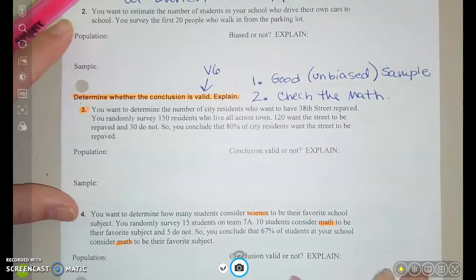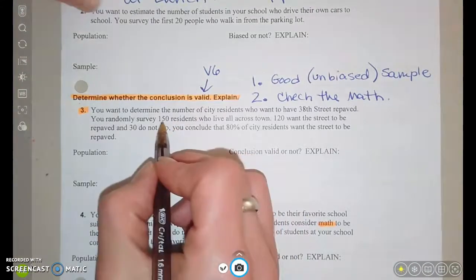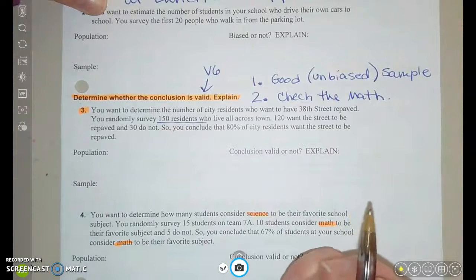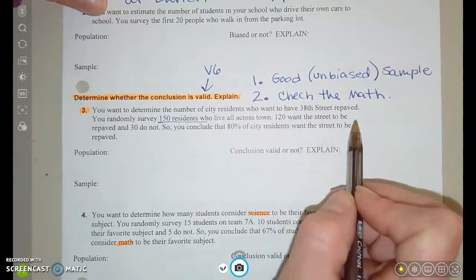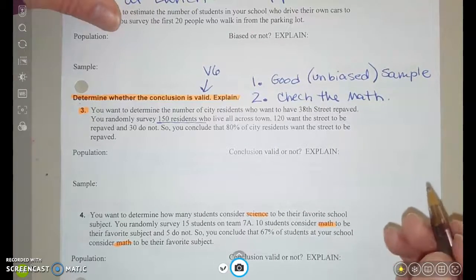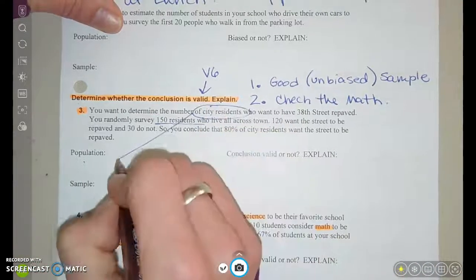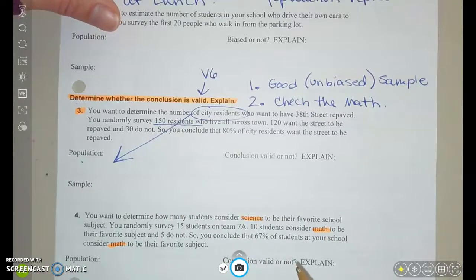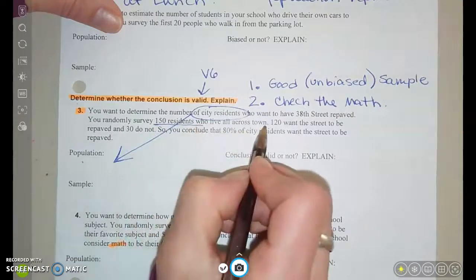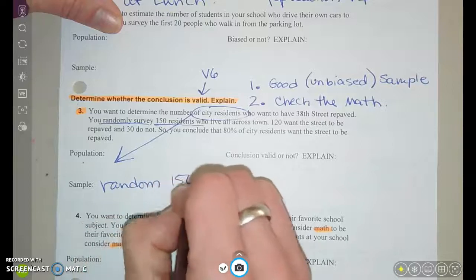Check the numbers, okay? This one says you want to determine the number of city residents who want to have 38th Street repaved. You randomly survey 175 residents who live all across town. 120 of them want the street to be repaved, 30 do not. So you conclude that 80% of the city residents want the street to be repaved. Okay, so again, population, the entire group that we're looking at, all city residents, or who we're trying to learn about. We talk to 150 who live across town, random, so random, 150 all across town.